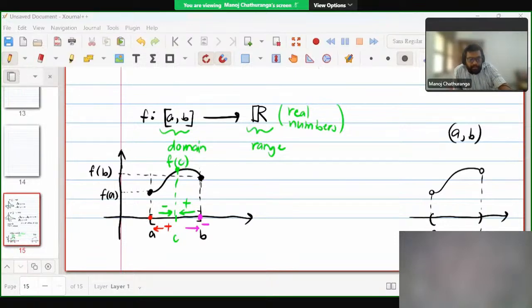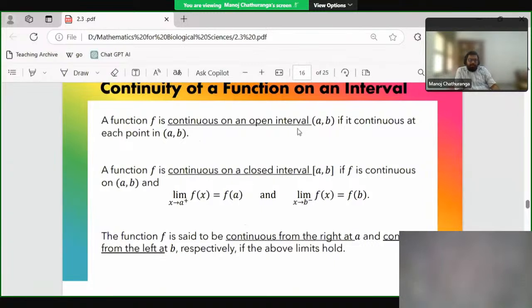So when you talk about a function defined on an open interval or bounded closed interval, we have to be careful. A function f is continuous on an open interval (a,b) if it is continuous at each point in (a,b). No mention about the endpoints.